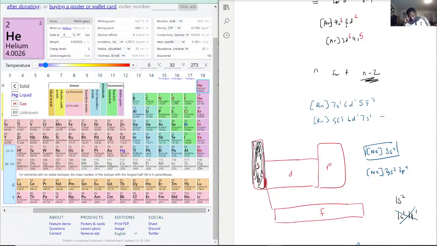Now, moving on to the P, starting at, as I said, column 13, boron, over to neon. So we do not include helium. That is the P. Okay. These are the P elements. All right.